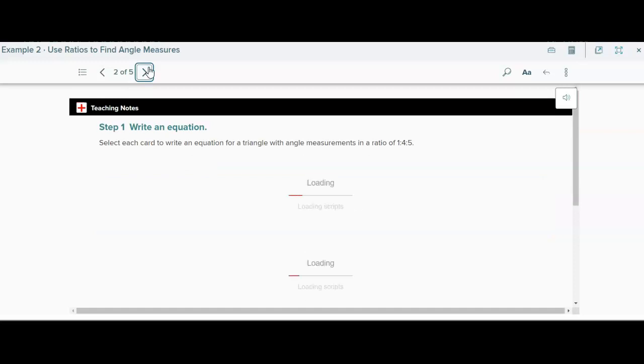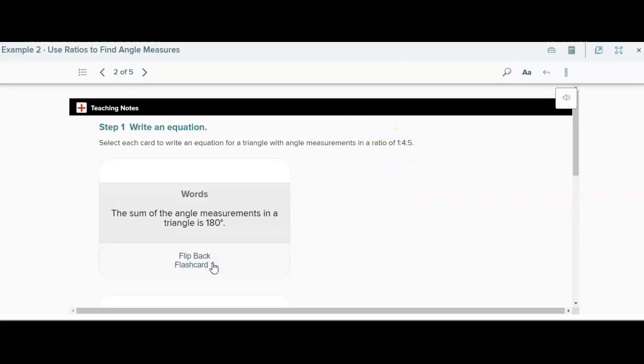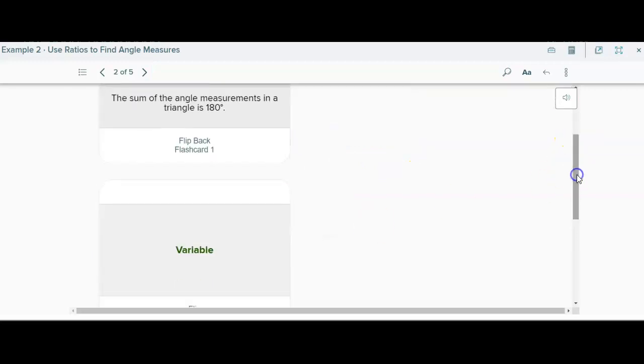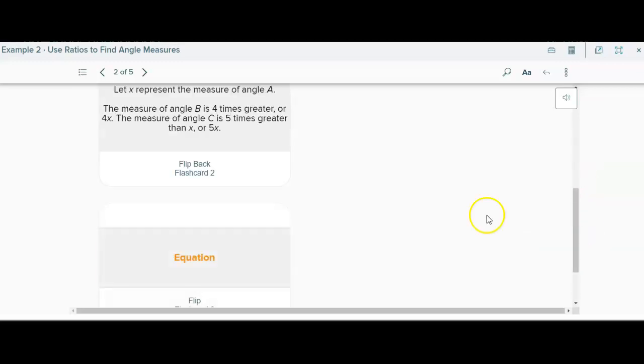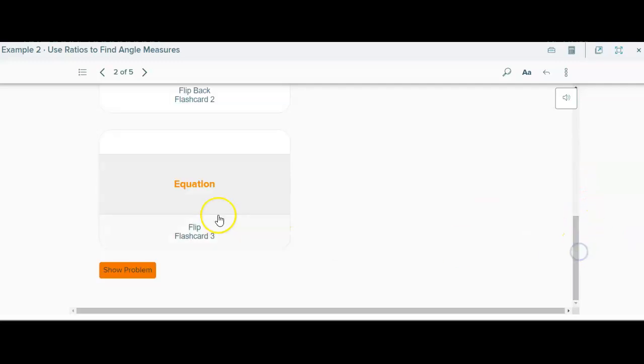So if we want to do this, we don't know the exact measure of the first angle, but we know that they all add up to 180, and we're going to call the first angle x. So if the first angle is x and the next one is 4 times greater, then we could call the next one 4x and the last one 5x. And so using that information, we can write an equation.